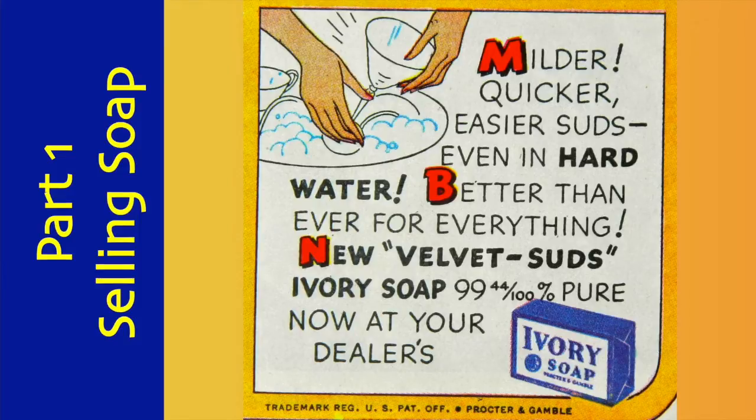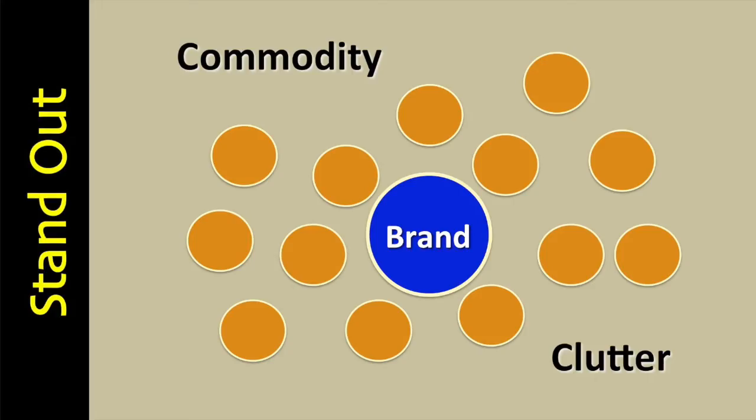In all markets, there are 2 problems we must overcome: clutter and commodity. Clutter is confusion. Too many goods or services trying to catch our attention, making it difficult to make a rational choice. Commodity is sameness. Products have no qualitative differentiation and are interchangeable.